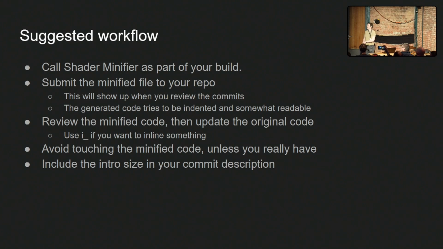And you might spot some things that are not fully minified or things that should be optimized. So one thing is that you can just edit the input source code again to make sure that it optimizes better. For example, if you want to force inlining, just put I underscore or something, and it will just be inlined. You might also do some optimization that Shader Minifier is not doing.